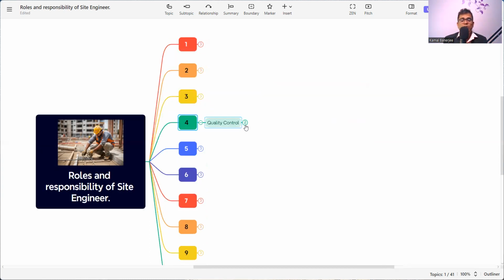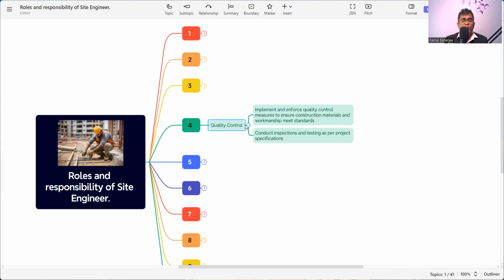Next is quality control. Although now we have the quality control department, as per the quality manual, quality comes from everyone, not from the quality department itself. That means whoever is working is responsible for the quality control. So as a site engineer, you are working with the labor, with the people, and you are directly involved. So you are responsible for the quality control. How can you do that? Implement and enforce quality control measures to ensure construction materials and workmanship meet standards.